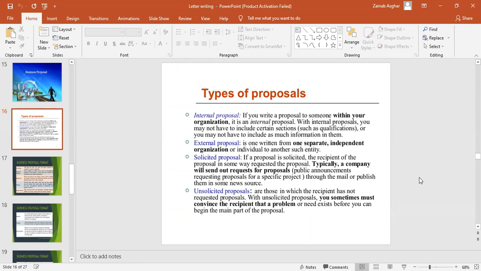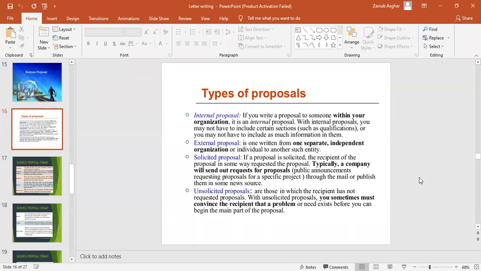There are four types of proposal: internal proposals, external proposals, solicited proposals, and unsolicited proposals. When we talk about the internal proposal, from the word internal, you can get an idea that internal proposals mean within the organization or within the company. For example, if we are working in UMT, anything that they want to make us acknowledged, any changes or any business contracts that happen within the organization.